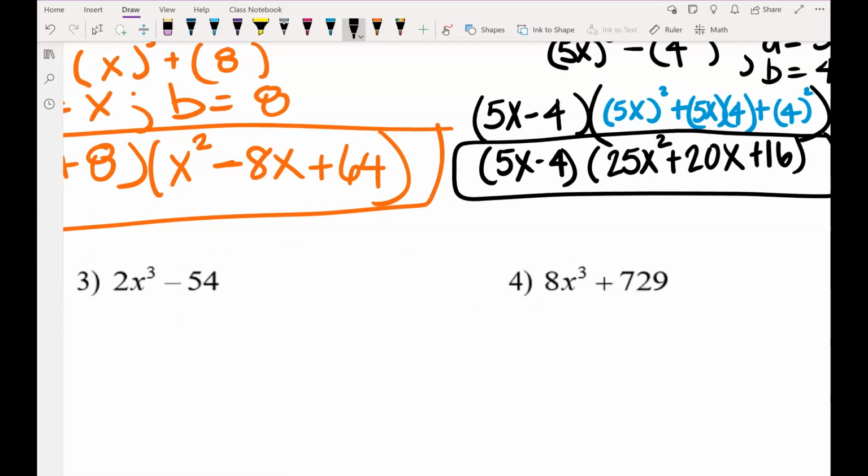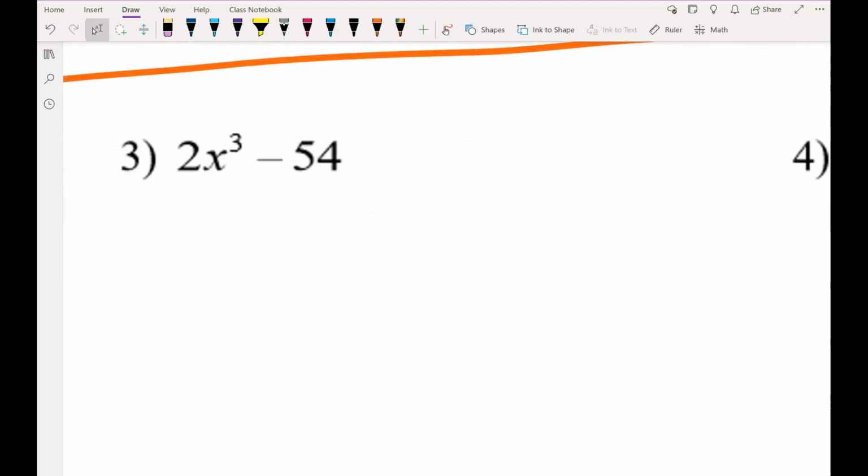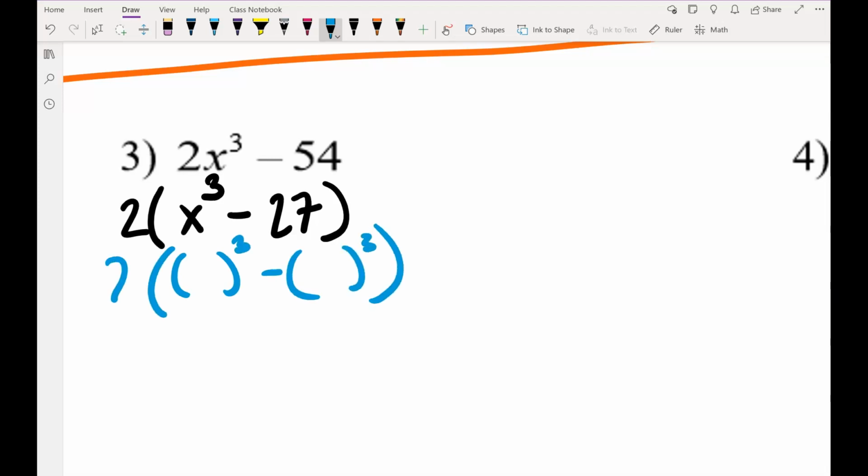All right. Example 3. First thing in factoring, what do we do? Check out the GCF, do we have any? Yes. Take out 2. What's left? X cubed minus 27. Done? No. Because what do we see? This is something to the third minus something to the third, right, students? With the 2 in the front.